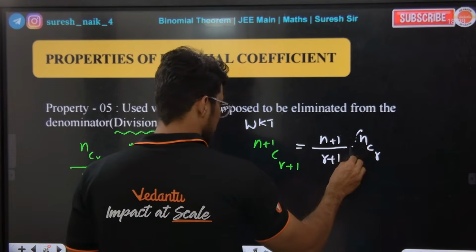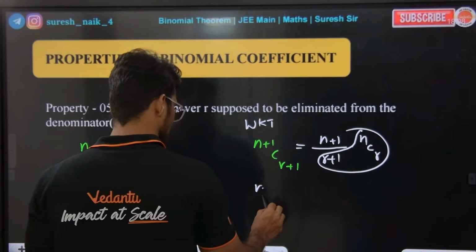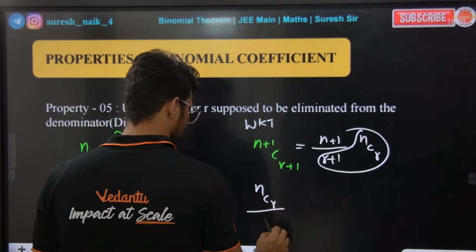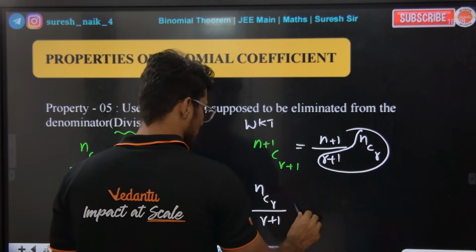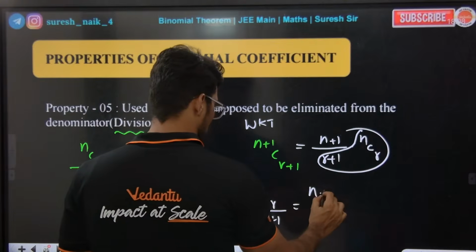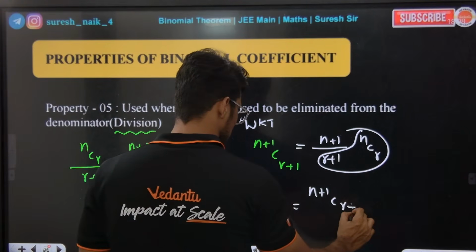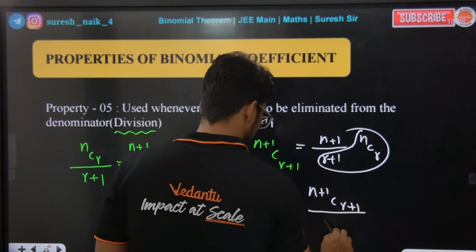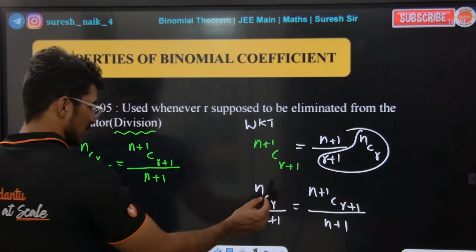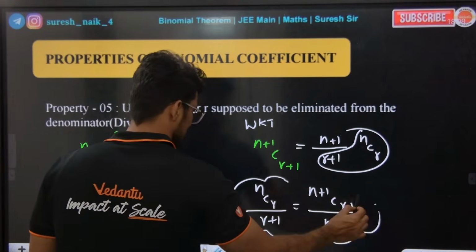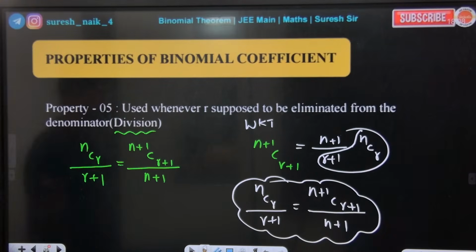Okay, nCr by r plus 1. So here, nCr by r plus 1 is what basically? Same: n plus 1 C r plus 1 divided by n plus 1. Same property, I'm writing here, check. That's how we got the property. Yes or no?